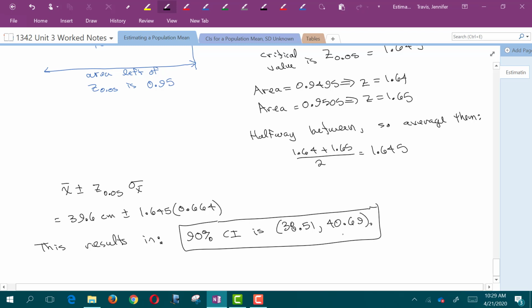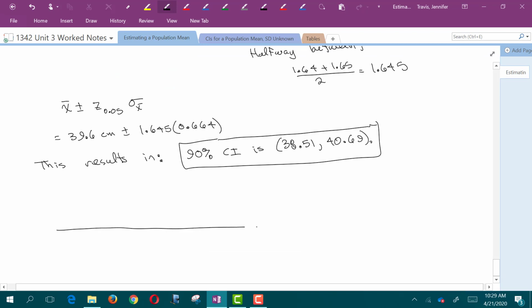Okay, so let's actually compare that with what we had before. And let's put everything on a number line. So here's a number line. Here is my x bar, which is 39.6 centimeters. Okay, so let's just say this is 38.51, and this is not going to be an exact to scale measurement of this, so that I know these two should be the same distance apart.